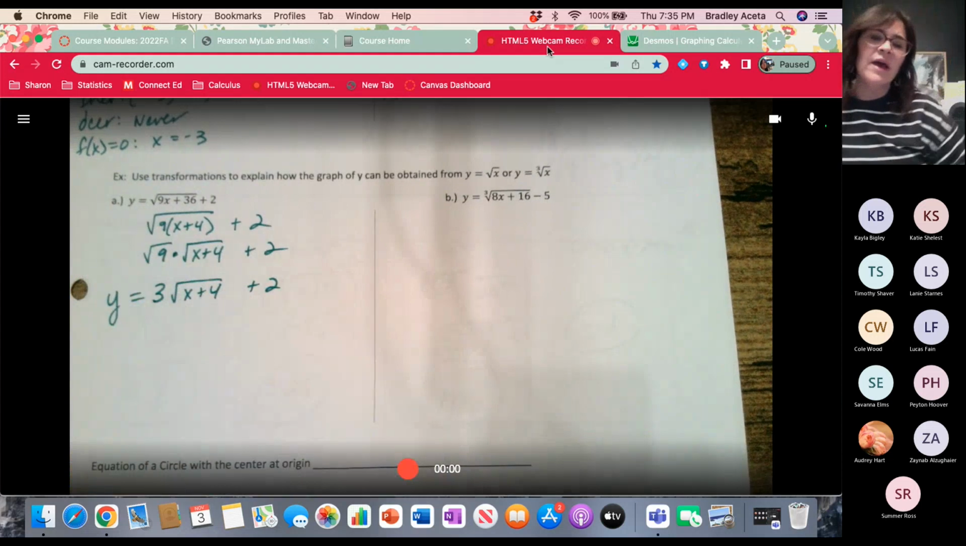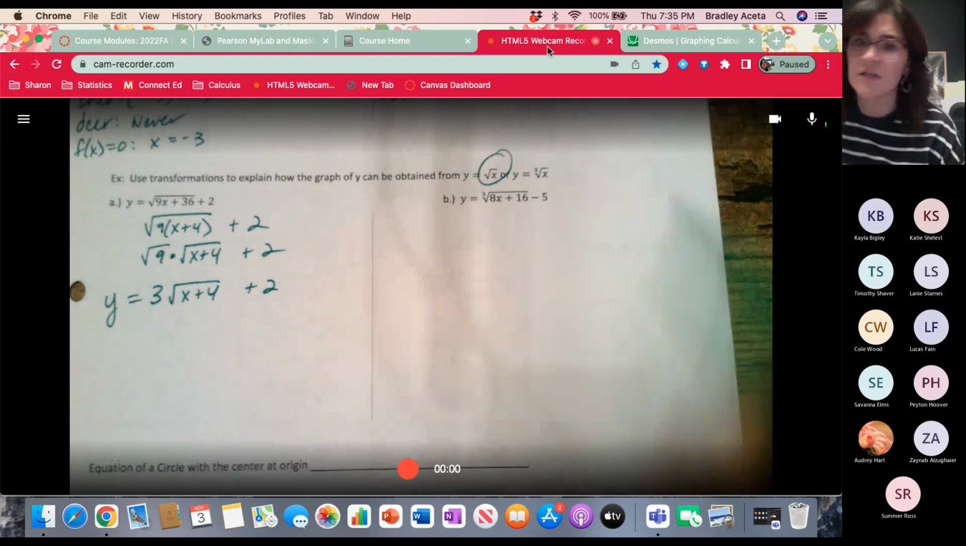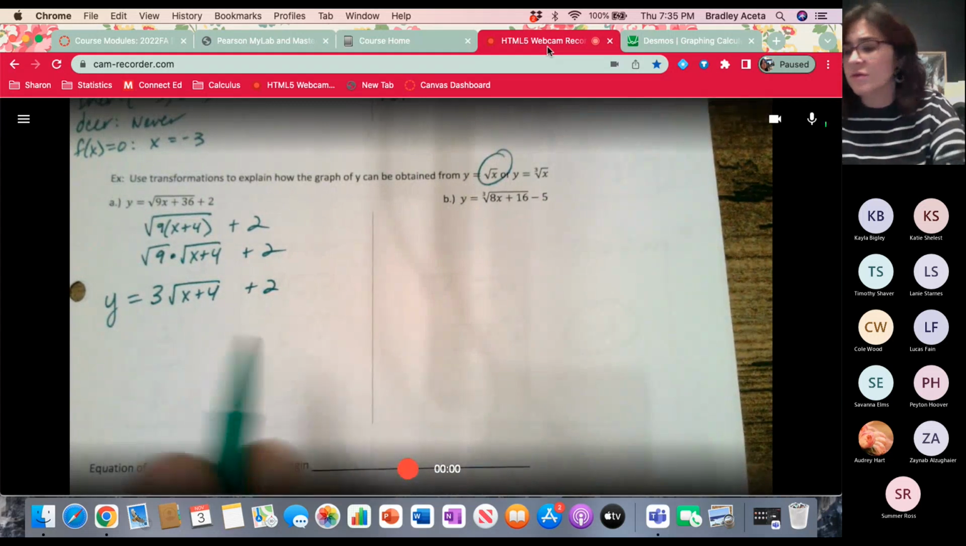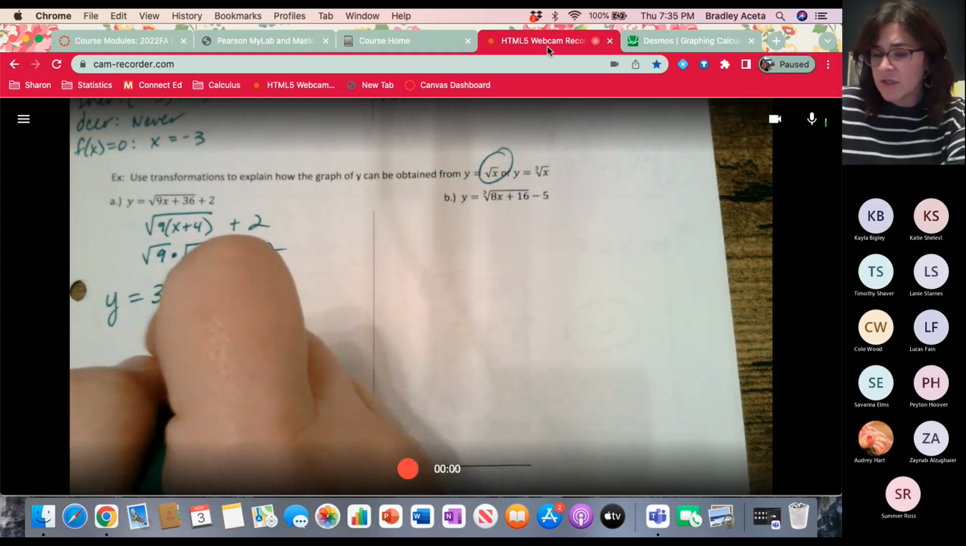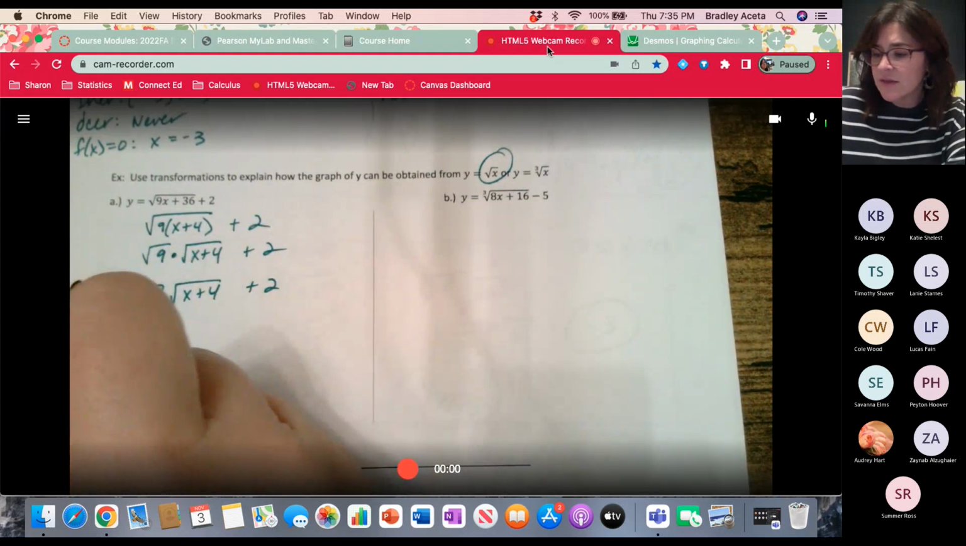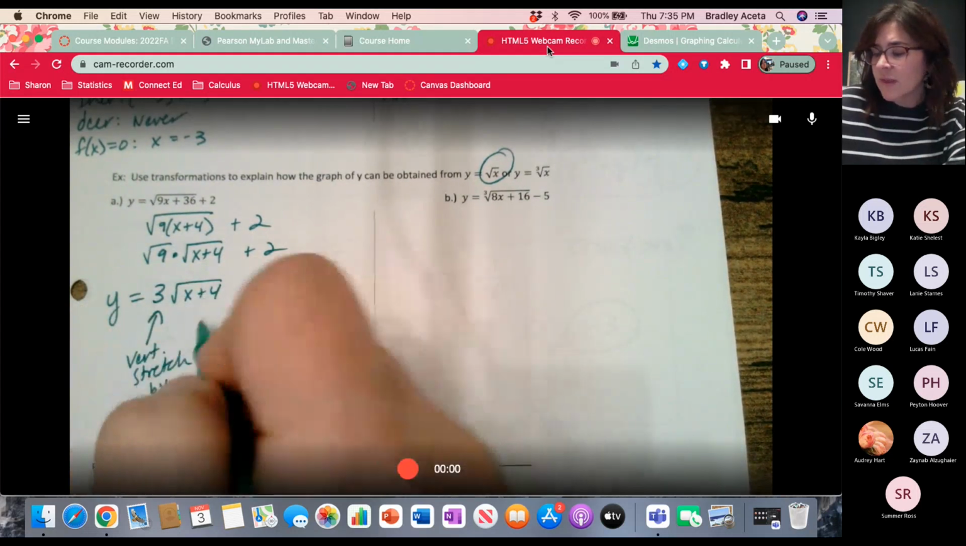So now I can tell you what the transformations are much easier from the parent function of square root of x as opposed to 9x. So what's my parent function here? Well, this right here on the outside sets that there's a vertical stretch by a factor of 3.